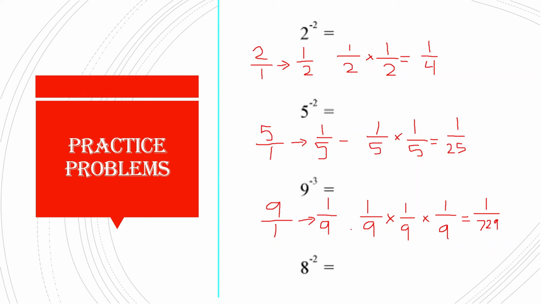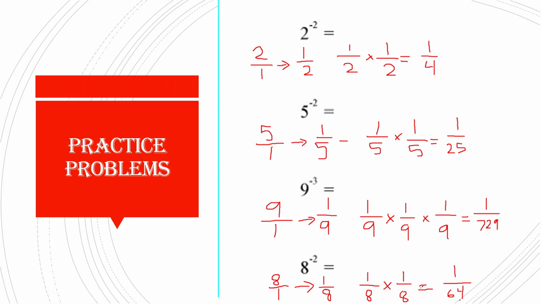And now finally we have 8 to the power of -2. So what's the reciprocal of 8? Well, at this point we can kind of see a pattern that it's just going to be 1 over 8. But I'll write it out just to make it easier for you guys to visualize. So we would be multiplying 1 over 8 2 times, since the positive version of -2 is 2. And we would get 1 over 64.